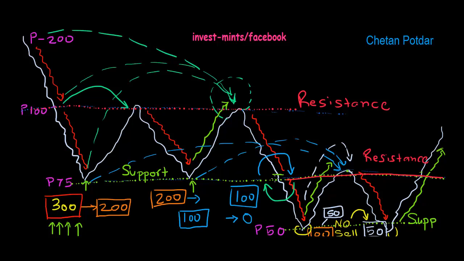So support and resistances are basically created by groups of people who buy and sell a stock because of emotions like pleasure and pain. When you have pleasure, which means you are making money, you buy, and when you have pain, which means you are losing money, you start selling. So this is the easiest way I can explain to you how support and resistances are drawn.